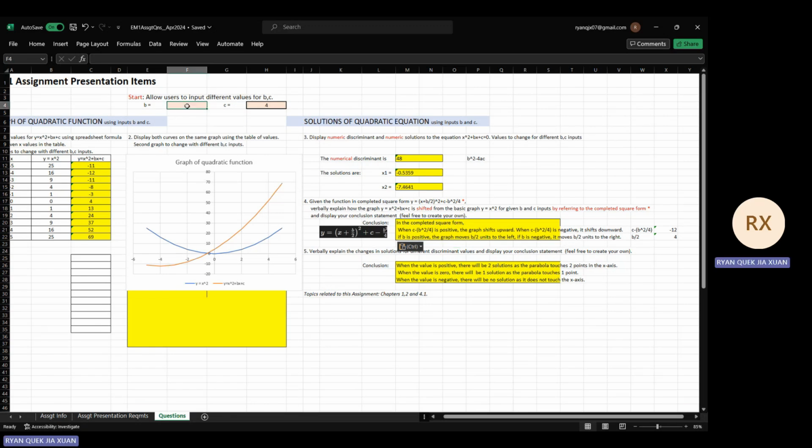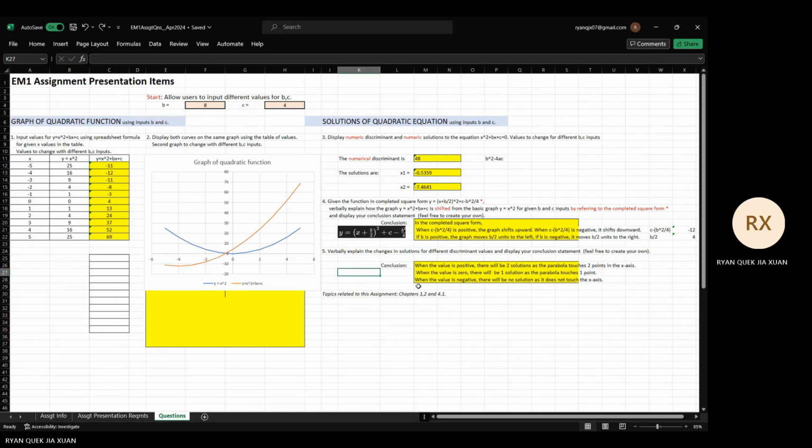So for example, if I change the value of my b to 4, you'll notice that the graph shifts to the left. And if I change my value of b to -4, you'll notice that the graph shifts to the right. And right now, if I change the value of my c to 10, you'll notice that the graph will move vertically upwards.